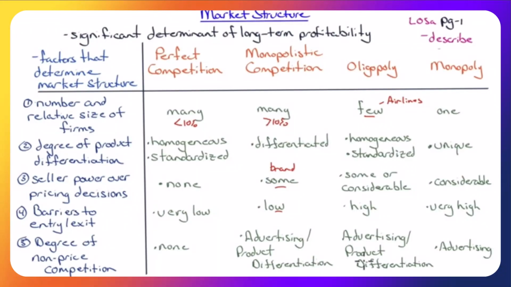Finally, we have monopoly. Number and relative size of firms: there's only one. Well, mono, right? That's the definition of monopoly. Degree of product differentiation: it is a unique product. Seller power over the pricing decision: considerable power. Barriers to entry or exit are very high. If they weren't very high, you wouldn't have one firm, you wouldn't have a monopoly. You'd start to move towards oligopoly. Degree of non-price competition: well, we don't have to worry too much about product differentiation. It is a unique product, so by definition, there is nothing to compare it with. We wouldn't even look at that. We basically have just advertising.